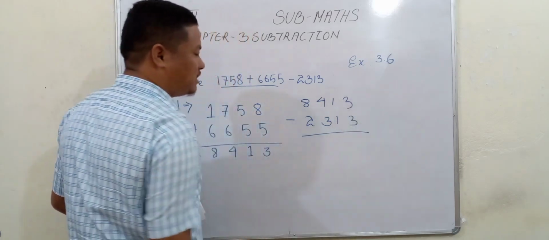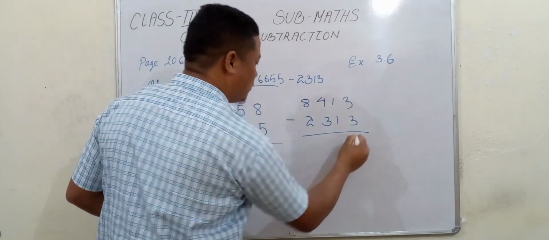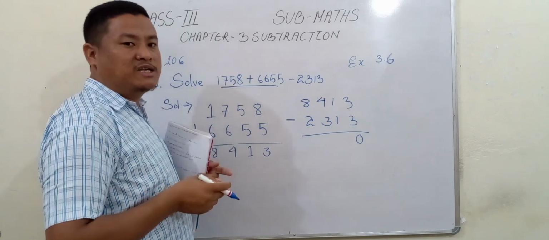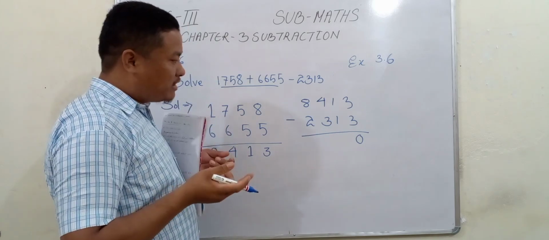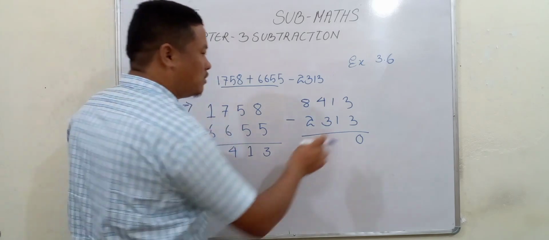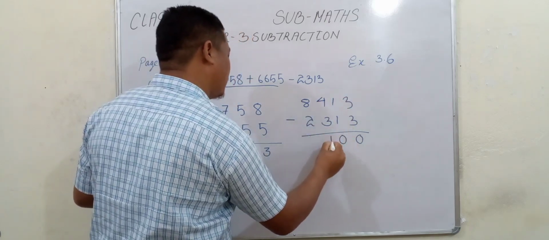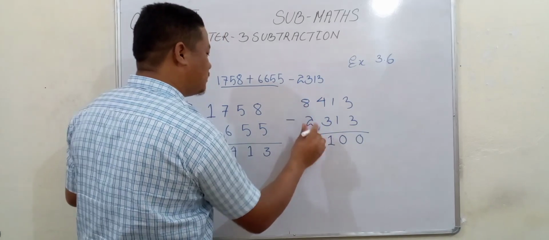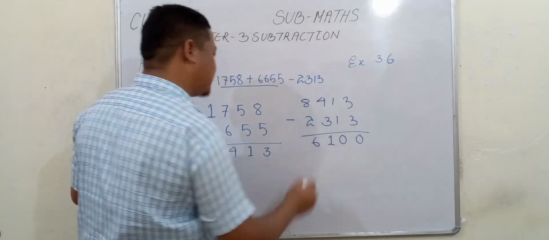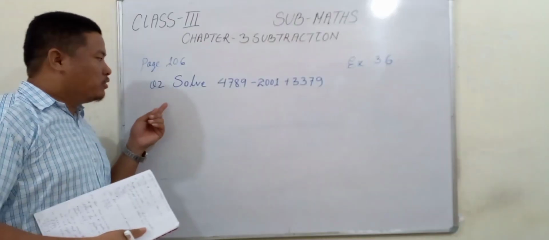3 minus 3 is 0. Whenever same number is subtracted from each other, then we will get the difference is 0. 1 minus 1, 0. 4 minus 3, 1. 8 minus 2, 6. Question number 2.